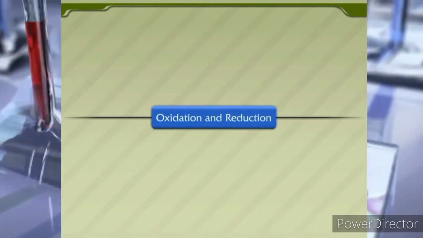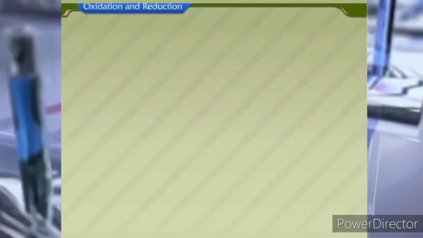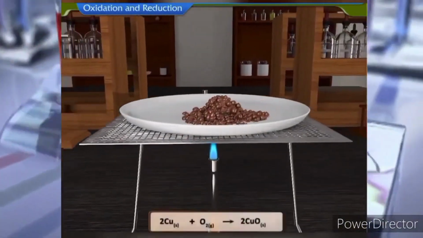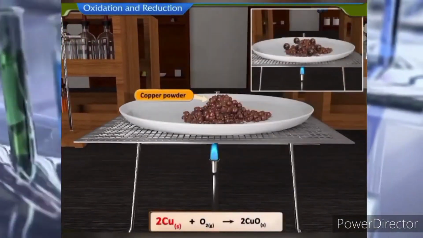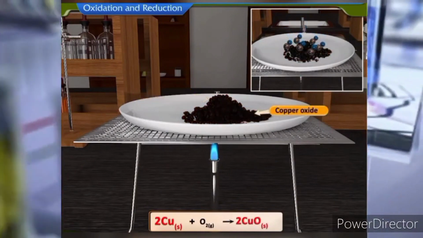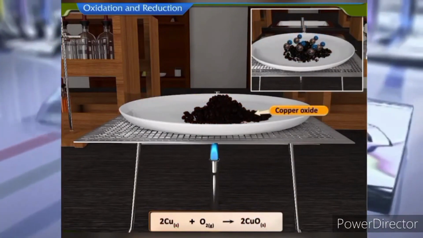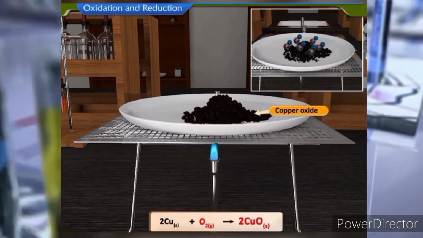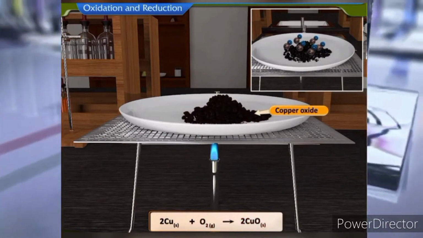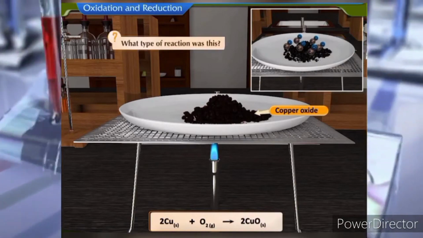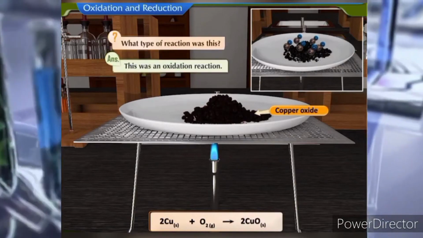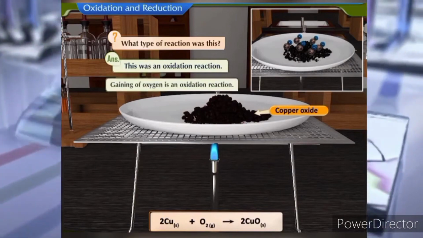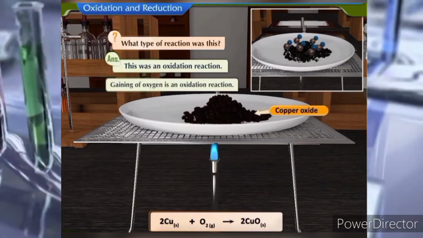Oxidation and reduction. Let us recall this experiment. Copper powder was heated to form copper oxide. In this reaction, copper gains oxygen to form copper oxide. What type of reaction was this? This was an oxidation reaction. Gaining of oxygen is an oxidation reaction.